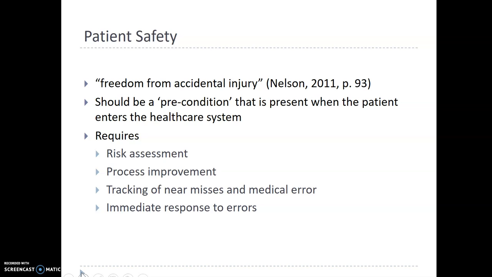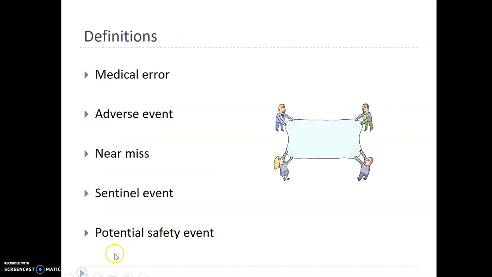Patient safety is freedom from accidental injury and should be a condition that is present when the patient enters the healthcare system. Creation of an environment of patient safety requires risk assessment, process improvement, tracking of near misses and medical error, and immediately responding to those errors.